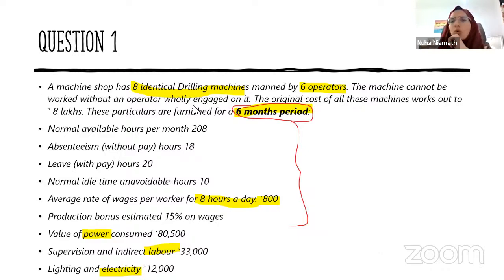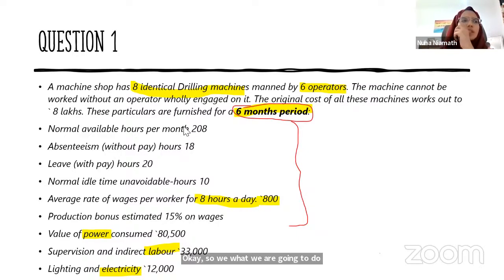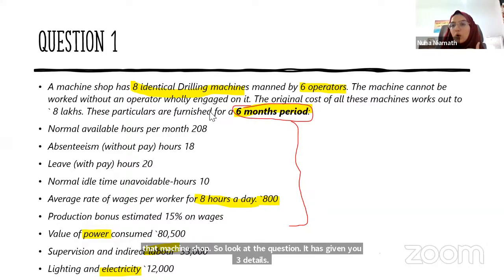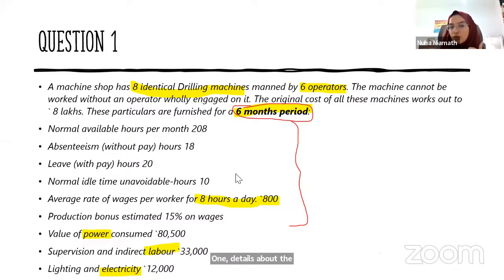Okay, so what we are going to do now is find the total cost of that machine shop, and we will have to divide it by the effective hours of that machine shop. So look at the question. It has given you 3 details. One, details about the wages. How will you calculate the wages for that machine shop?